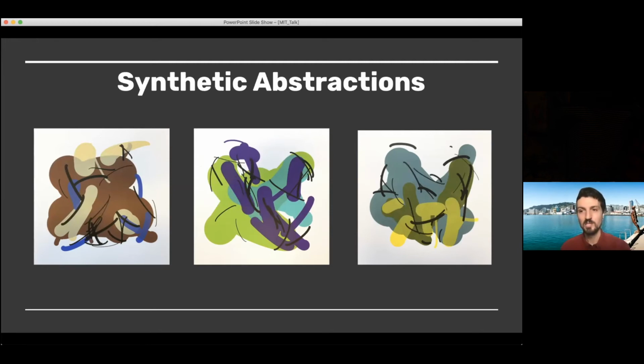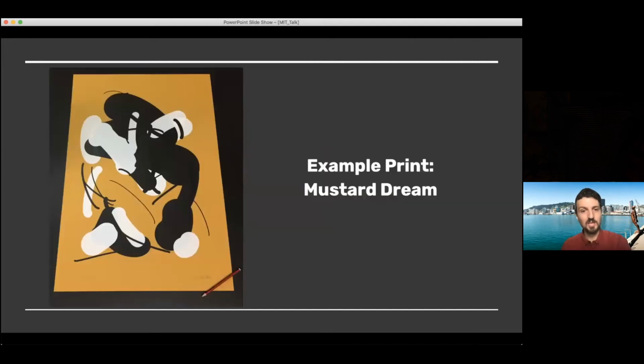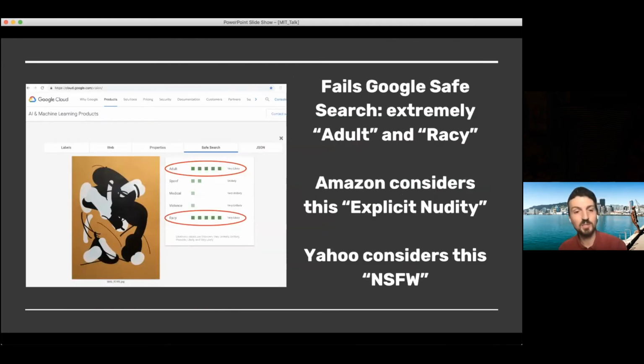These are abstract prints that I made, specifically looking at not so much systems for ImageNet, but these systems that impact us all online. So, we have Google Safe Search, and we have these other systems that try to shield us from certain images. And I'm wondering, are there abstract versions of what it is that seems to trigger these filters? As an example, I made this print Mustard Dream. It's on mustard colored paper, and it's just black and white ink. When you show a picture of this print to computer vision systems like Google Safe Search, it'll register as adult or racy. Similarly, Amazon thinks it's explicit nudity, and Yahoo thinks it's not safe for work.